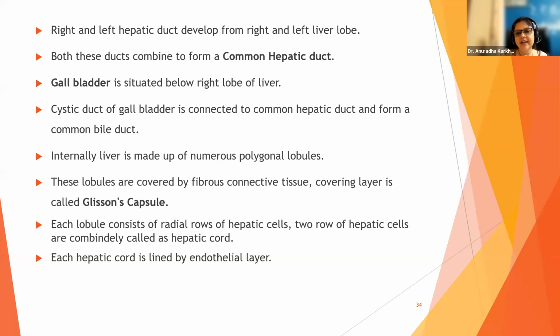Oh my God. External तो समझा. अब internal का क्या है? कुछ नहीं है, simple है. Internally, when you take a cross section of the liver, you will see many polygonal lobules present. I'll show you the diagram, don't worry.